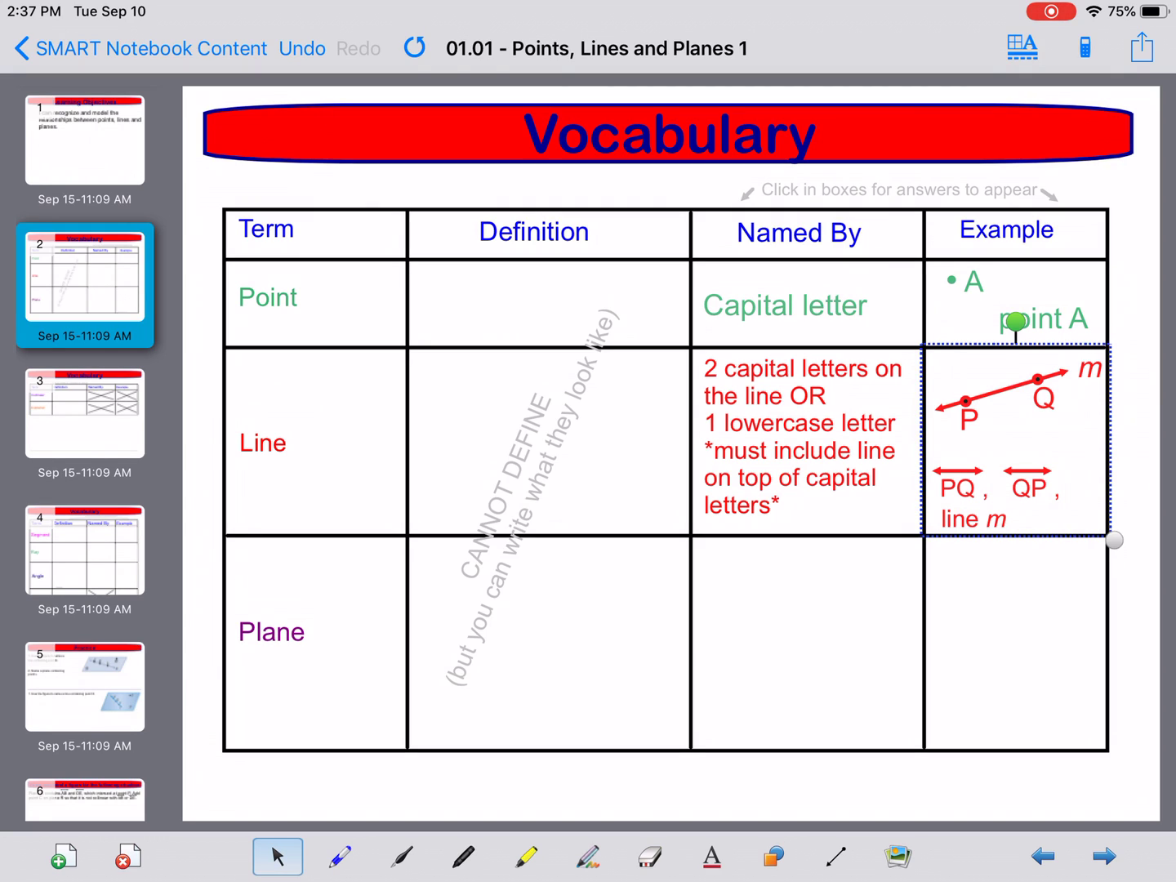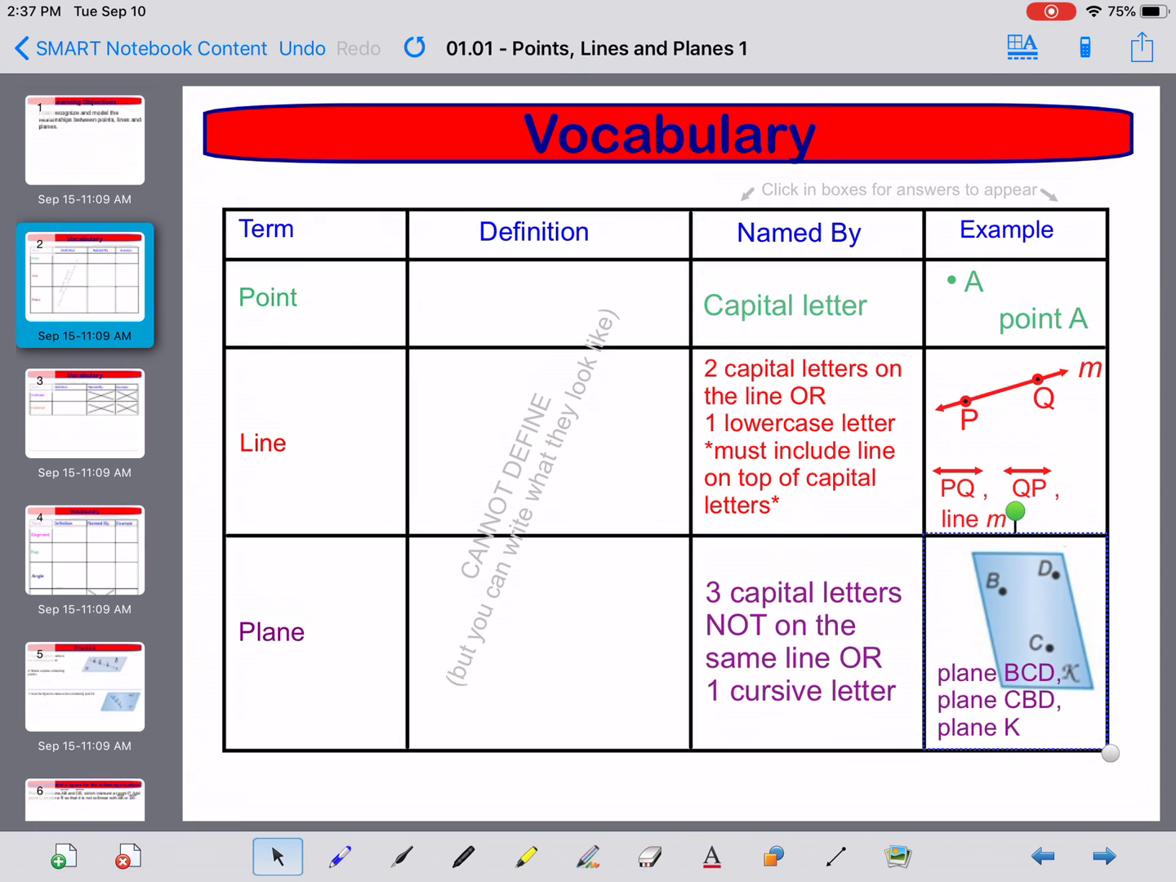And finally, a plane. If a point is named with 1, a line is named with 2, a plane, let's see if we can guess it, is named with 3 capital letters. Or you'll also see usually a cursive capital letter in the corner, which is also a way to do that. So if we look at this example, we can name this plane BDC, or you can name it any way that you want to, DCB, CBD, all those crazy things. Or if we see that italicized letter right there, we can also name it that way. So we could also call that plane K.